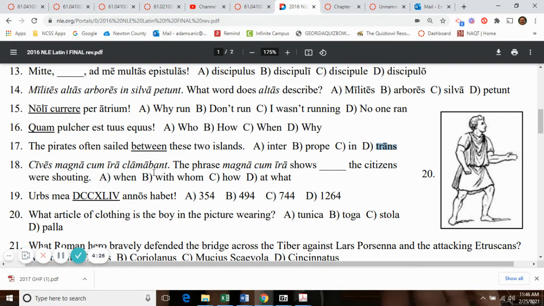The citizens were shouting magna cum ira, with great anger. Magna cum ira shows blank. They were shouting. It doesn't show when. It doesn't show with whom. It shows how. Quo modo.